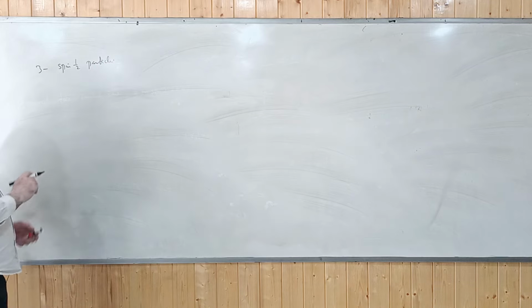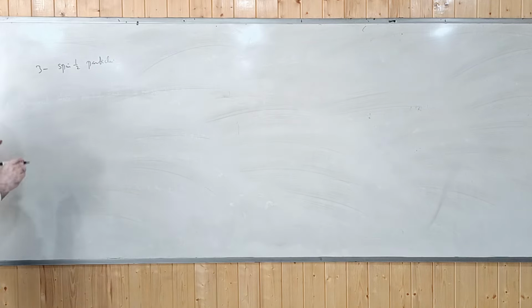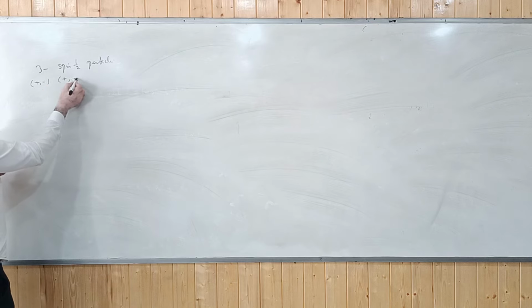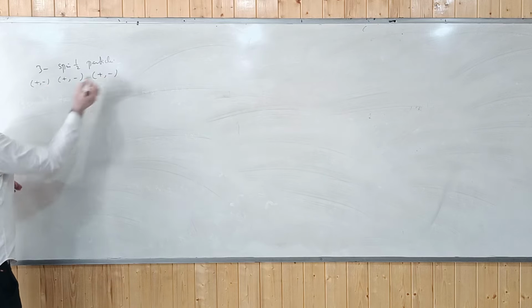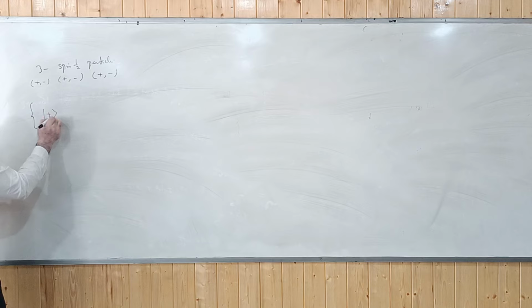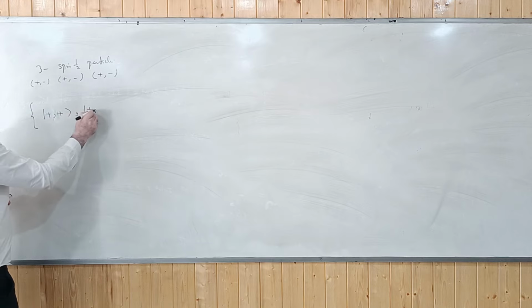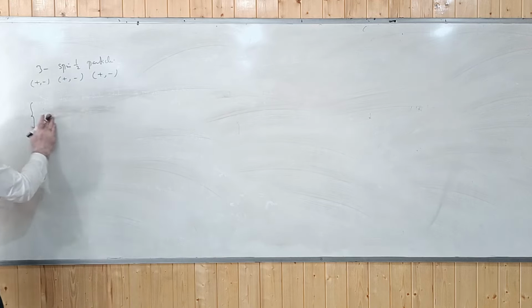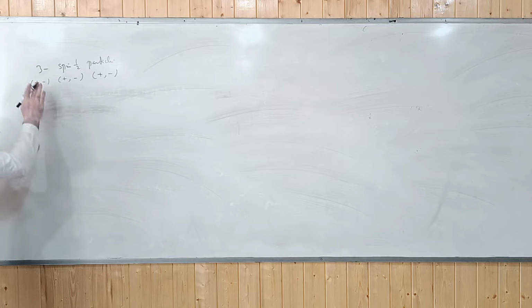Clear? So what are the possibilities? Now tell me what the possibilities are. You are having plus minus, plus minus, plus minus for the 3 particles. Clear? So let's put all the possible combinations. What is your basis set? Oh sorry, you are having 3 particles, so you are having 3 possible vectors.